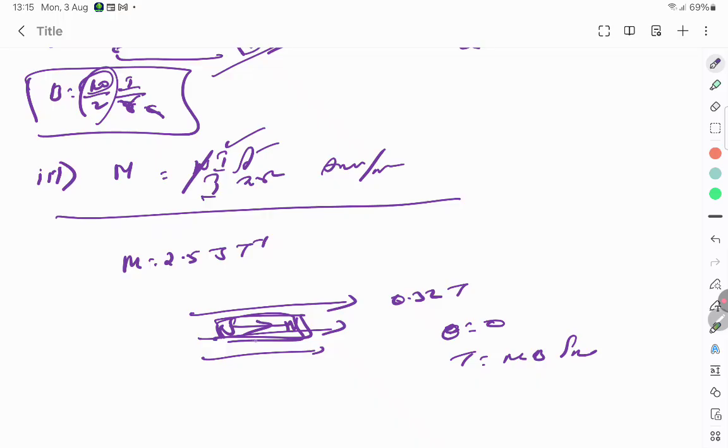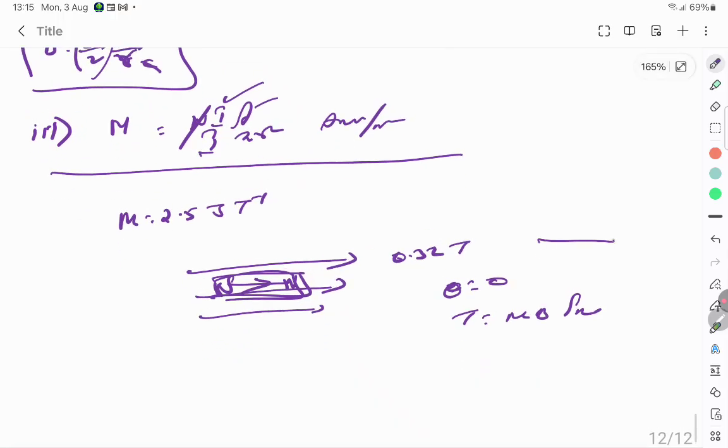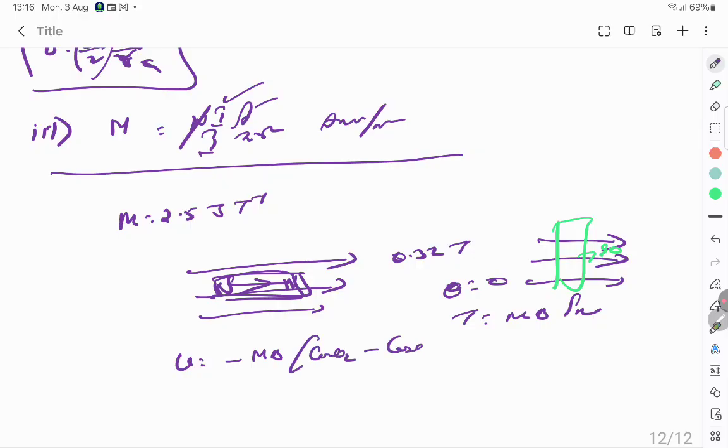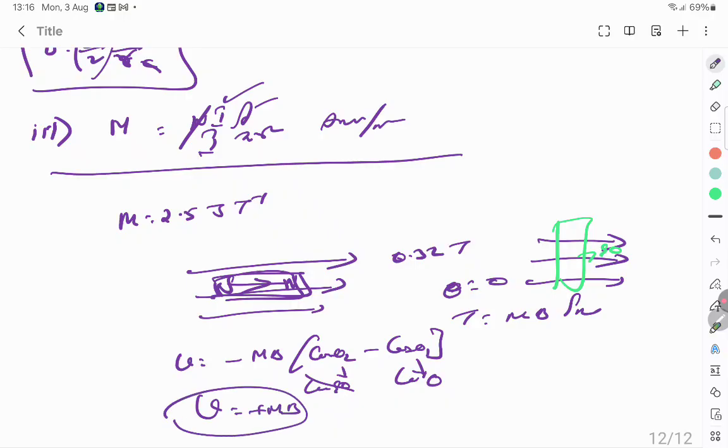Now they are asking you to rotate this magnet and align it perpendicular to the magnetic field. From this direction, you're going to align it in this direction, which means from theta equal to 0, you're moving it to theta equal to 90. So you should use the derivation formula where potential energy is minus mB cos theta 2 minus cos theta 1, where theta 1 is 0. Cos 0 is 1, and this is cos 90, which is 0. Minus and minus 1 will get cancelled. Potential energy will be plus mB. That is the energy required to rotate it from this alignment to this alignment.